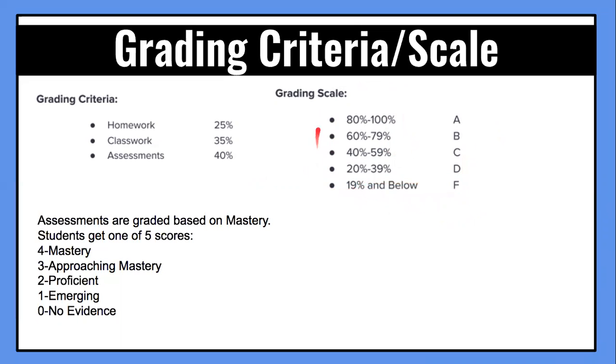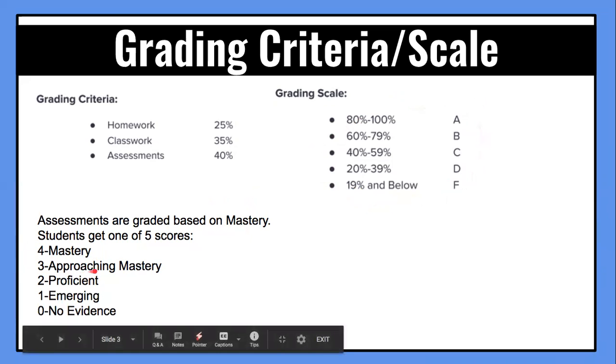This grading scale is much more fair, I believe, and it gives students a better chance at showing what they really understand. It is based on the principle of mastery grading, which is the way I grade your students' tests or assessments. Students can get 5 scores. If you get a 4 on your test, that means you have mastered that topic, which means you've received an A.